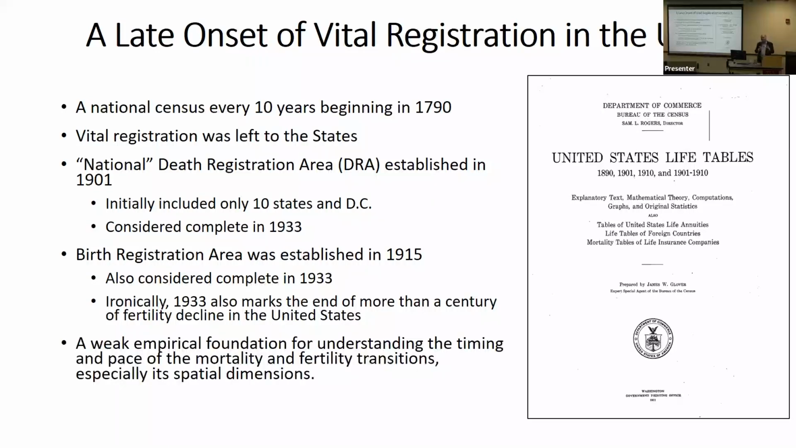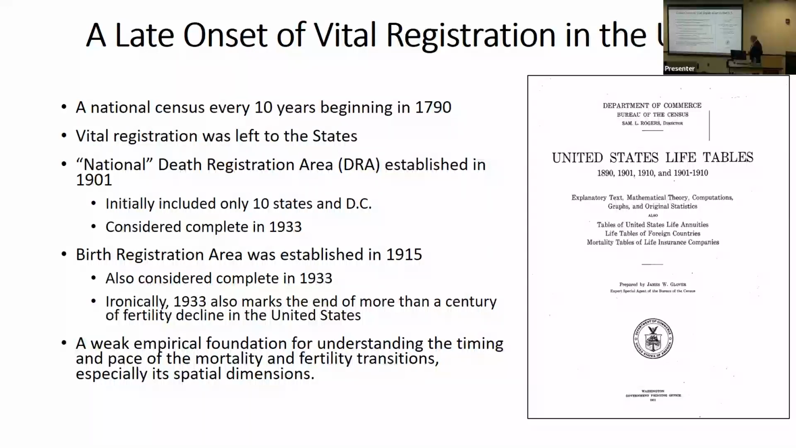I think it's a weak empirical foundation for understanding the timing and the factors involved in the demographic transition, especially its spatial dimensions, which has been lacking. And I find it sad because in some ways the United States is an ideal place to test hypotheses, because we have a very diverse population. It's very diverse across space, by race, and ethnicity. So we could hope for a lot more.